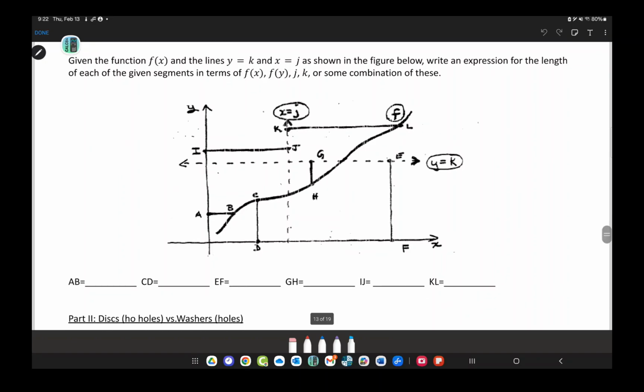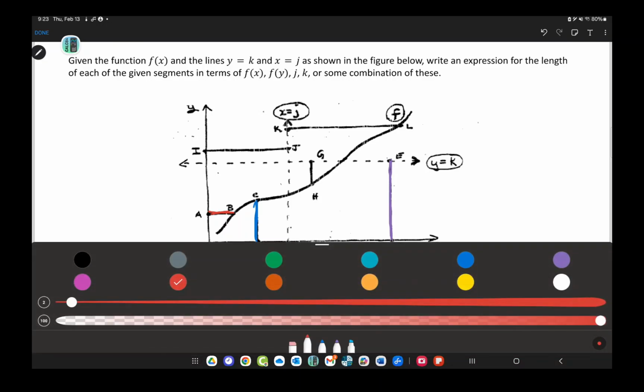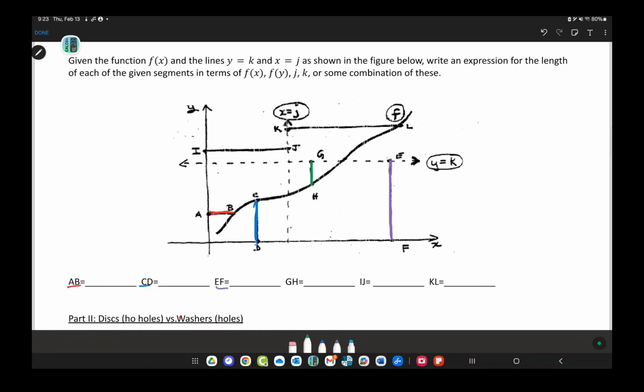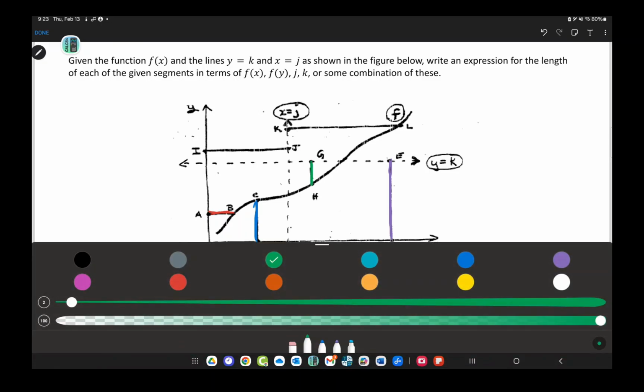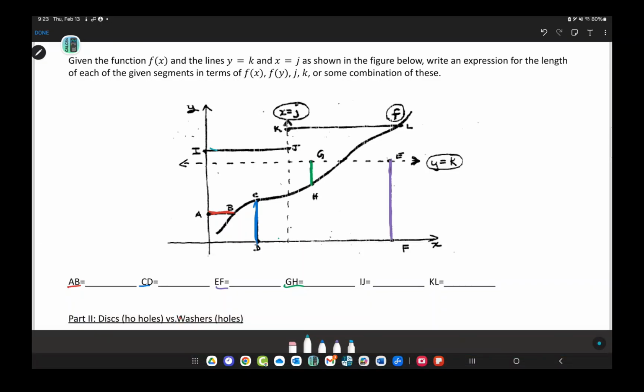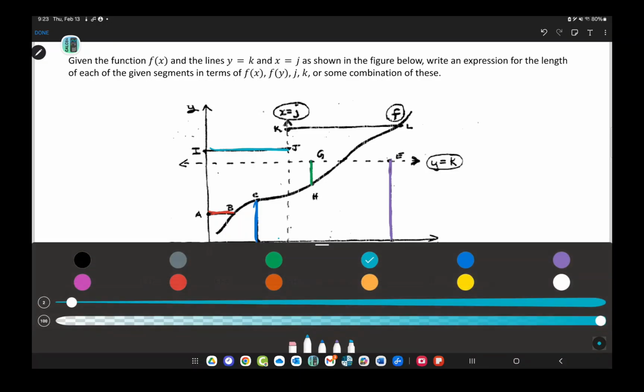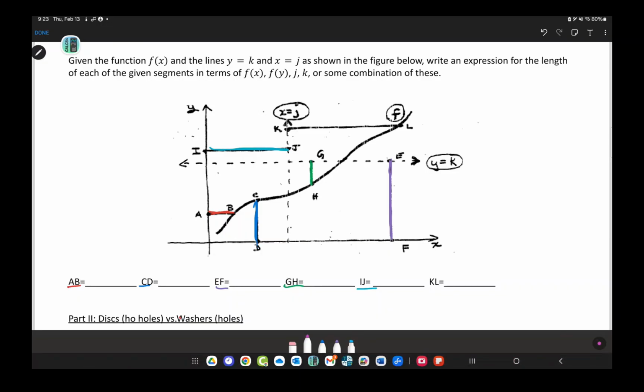Now, they want to know the length of each of these segments. So we have AB here, CD here, EF, GH, IJ, and AL.